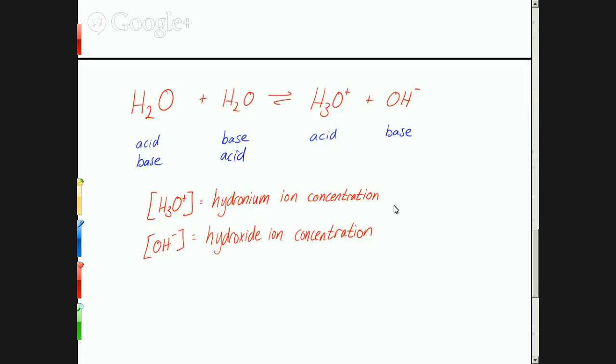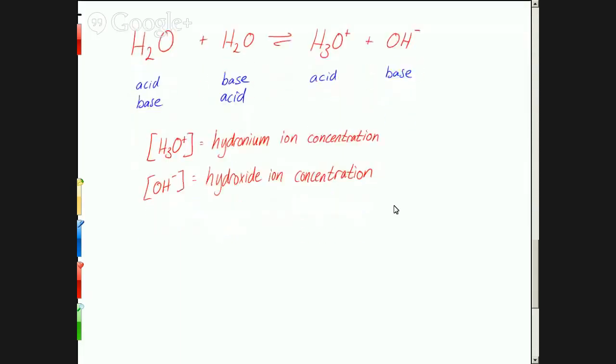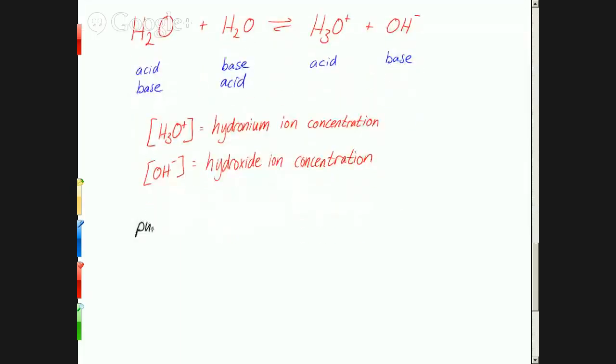In pure water, what do you think? Do you think one's going to be more than the other, or do you think it's going to be even? Just pure water, nothing else in it at all. Distilled water. It's going to be even, right? So in pure water, the hydronium ion concentration equals the hydroxide concentration.